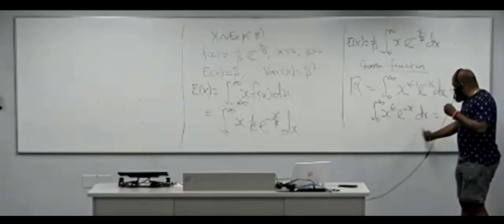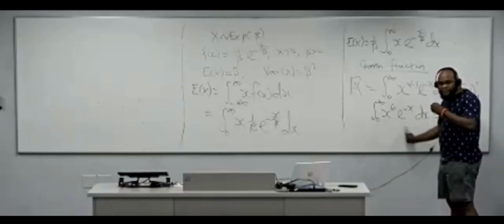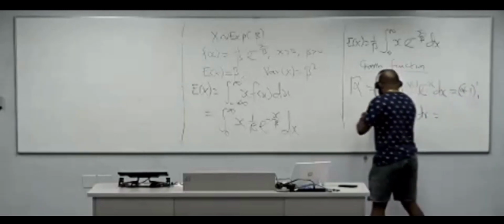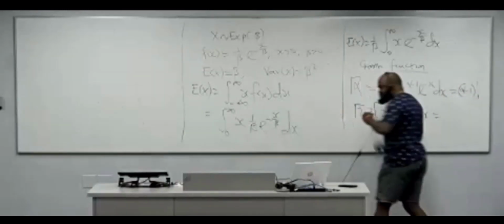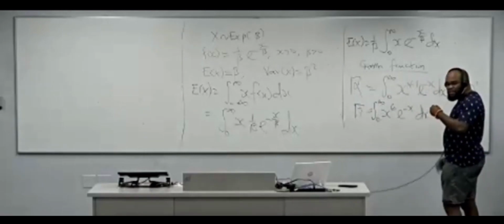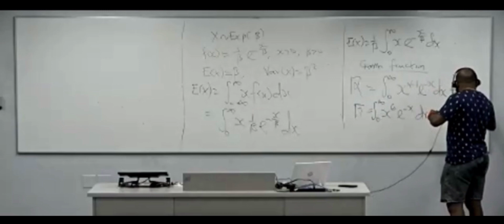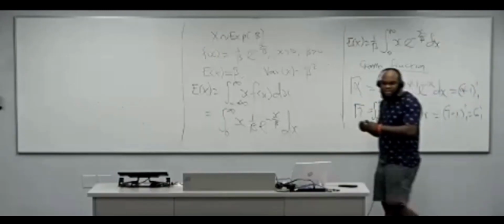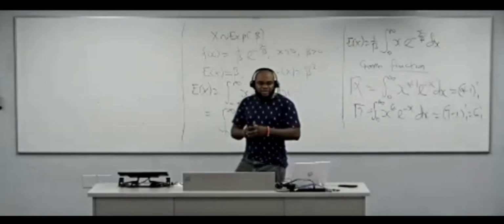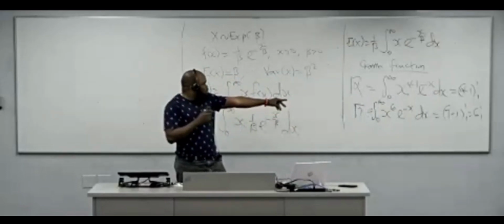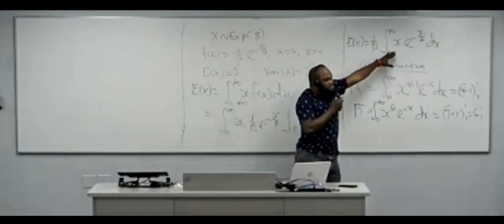Now if I want to apply the idea of a gamma function, this is gamma 7. And what is gamma 7? Gamma 7 is 7 minus 1 factorial, that is 6 factorial. I'm done. That's super easy. If you understand the idea of a gamma function, something like this can easily be achieved.